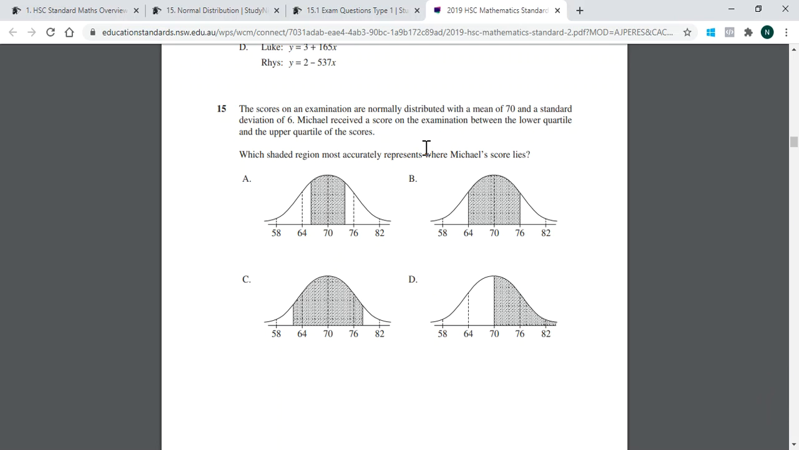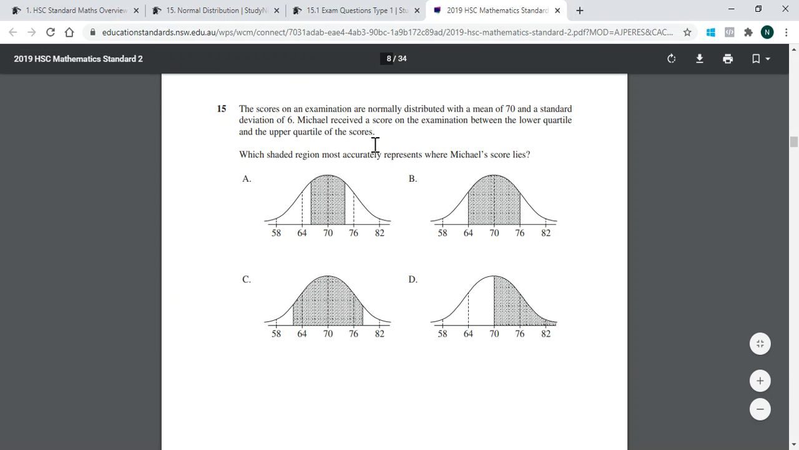And this is the question. It's giving you that the score on an examination is normally distributed and the mean is 70 and standard deviation is 6. And then it's telling you that Michael received a score on examination between the lower quartile and upper quartile of the score. And you need to determine which of these graphs represent this information in the best way.